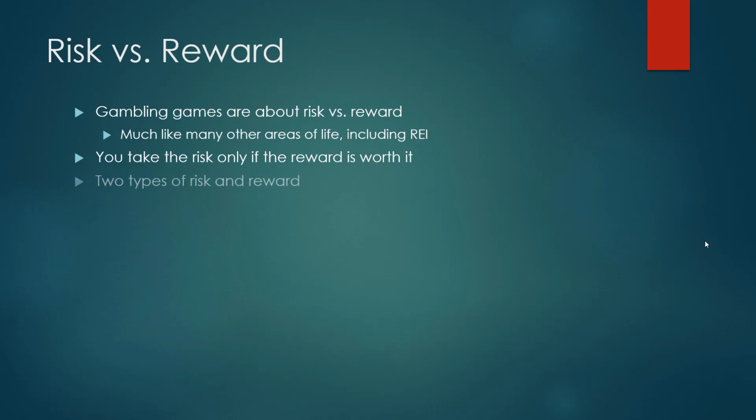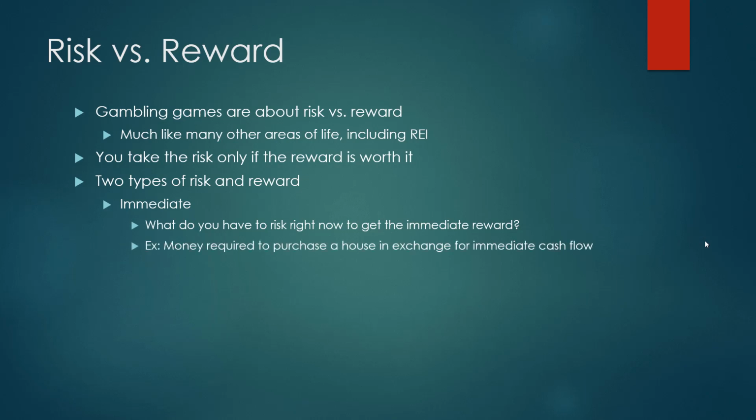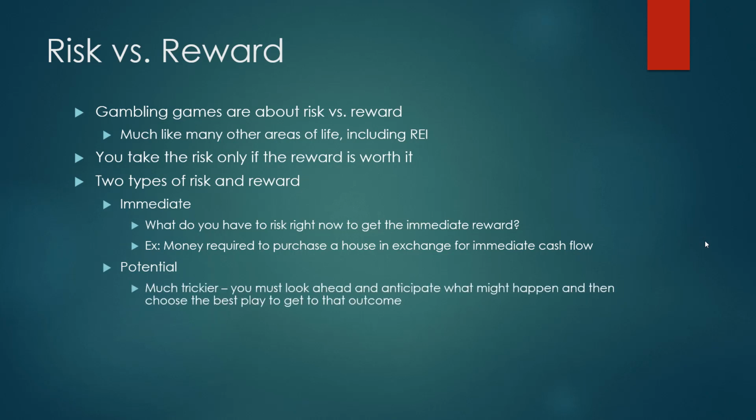So you've got to have a reward. There are 2 types of risk and reward. There's immediate, which I'm sure you can imagine what that looks like. What do you have to risk right now to get the immediate reward? For example, the money required to purchase a house in exchange for the cash flow you're going to get. I have to spend $60,000, and I'm going to get cash flow starting tomorrow when I buy the house that is $300 a month. So that's immediate risk. What's potential risk? This one's much trickier.